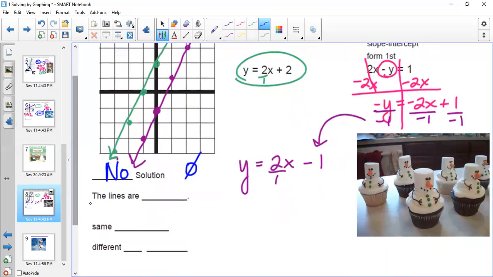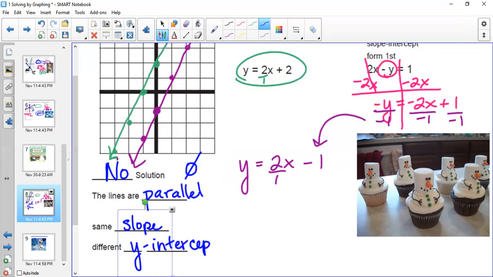And these lines, if you remember from last chapter, are parallel. And what makes them parallel? They have the same slope, but they have different y-intercepts. So anytime two lines are parallel, we are going to have no solution because they will never cross.